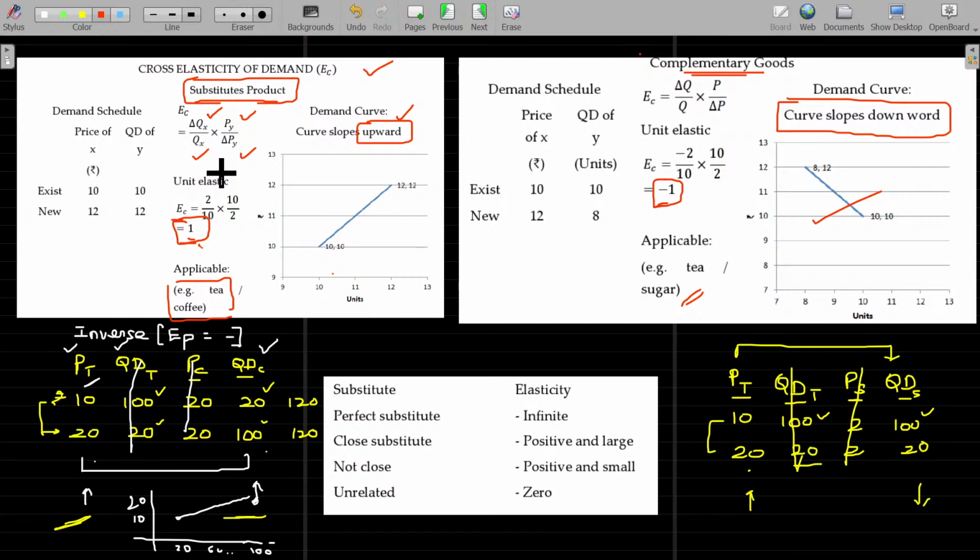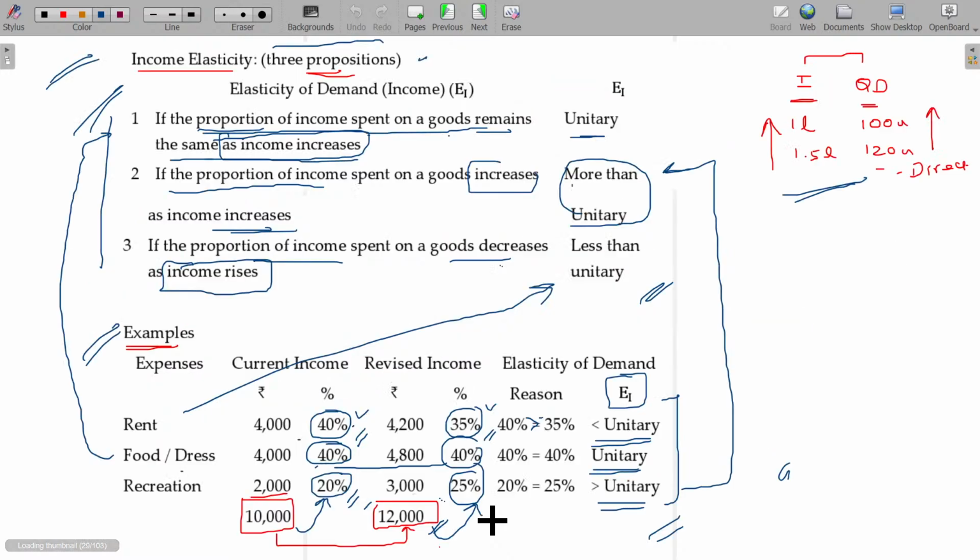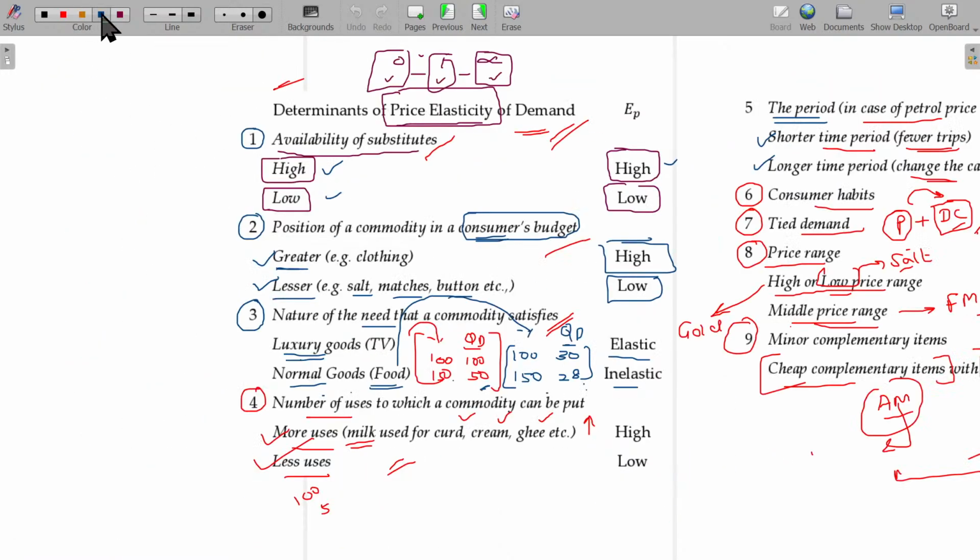Now, in the case of cross elasticity, the question is all about the magnitude of the elasticity. Is it 0 or infinity or 1 or anywhere between 1 to infinity or anywhere between 0 to 1? 0 means no elasticity, 1 is unitary, this will be more than unitary, this will be less than unitary. Already we have seen in the case of price elasticity the determinants of elasticity, the magnitude of price. So availability of substitutes, all we studied already. If the substitute availability is higher, the price elasticity will be higher.